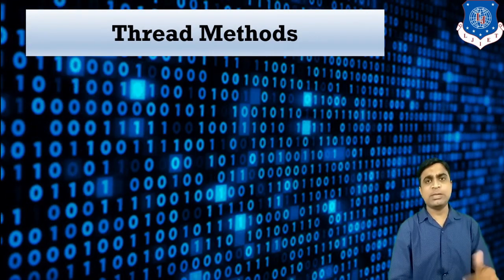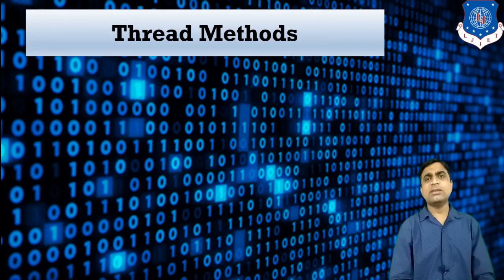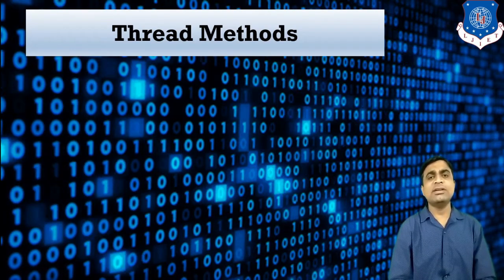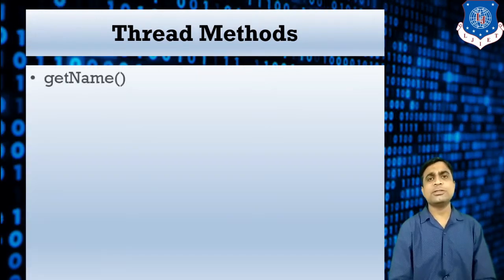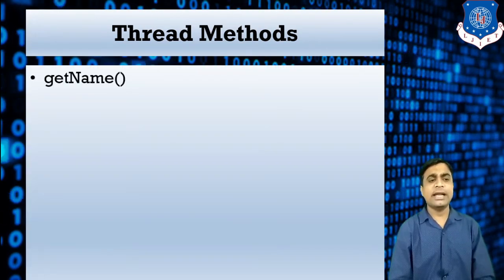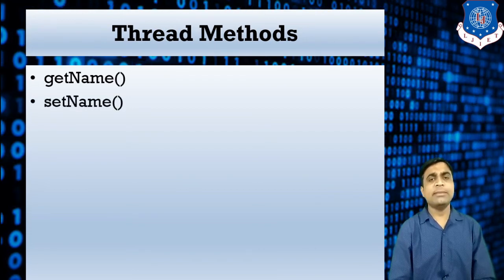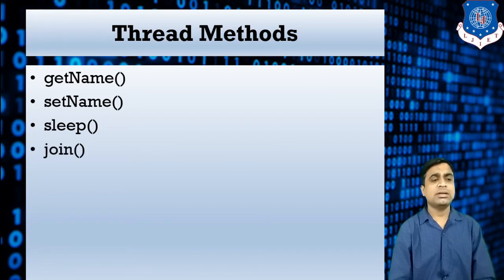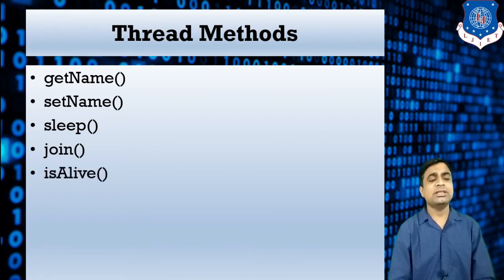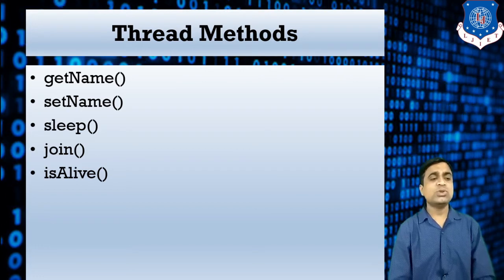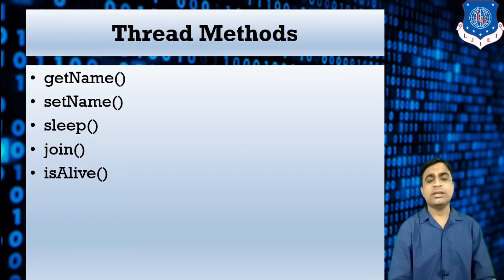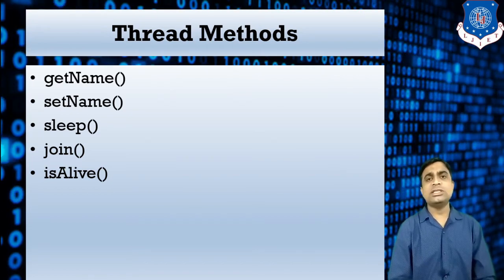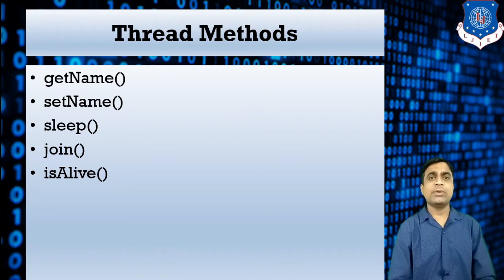I am not displaying all the methods available in Thread, but the ones we most commonly use, which I will discuss in this video. The first method is getName, then setName, next is the sleep method, next is the join method, and the last one is the isAlive method. I will explain all these 5 methods with programming. So without wasting much time, let's start the programming.